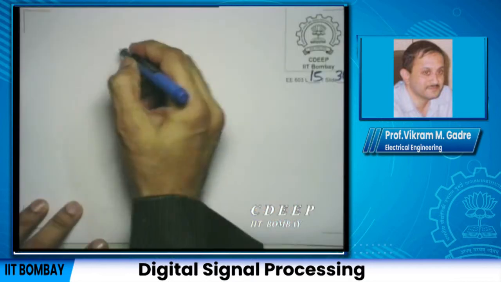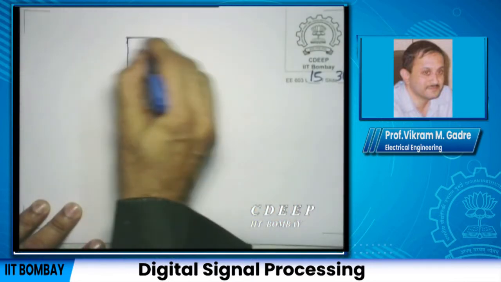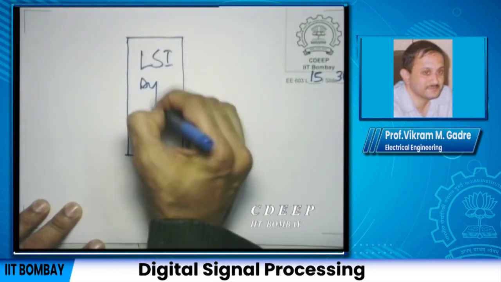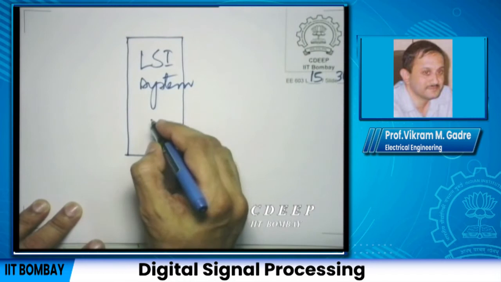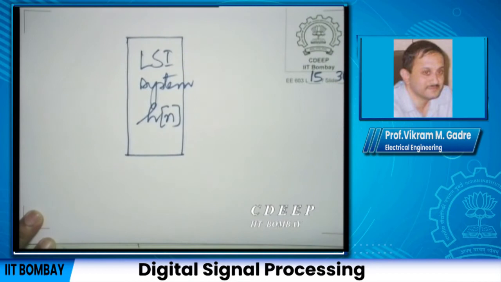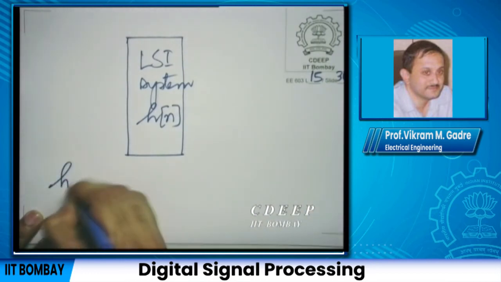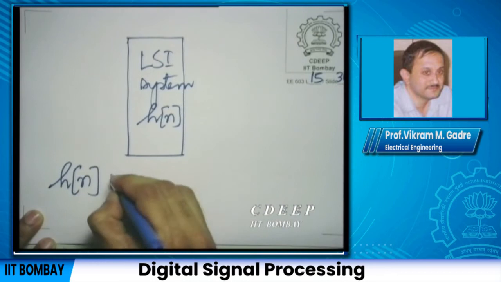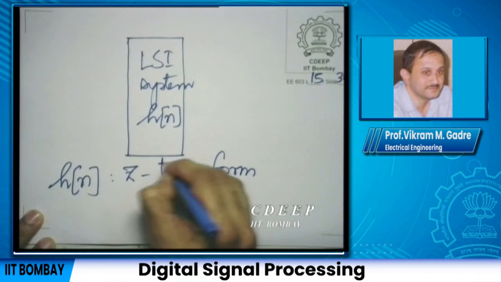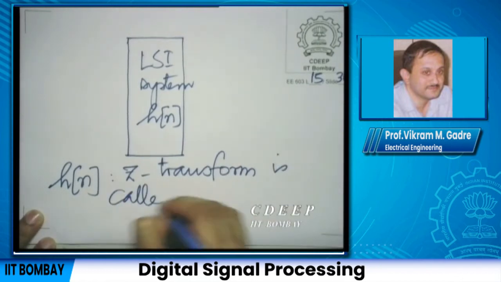Let us take an example. You see, let us take an LSI system. This I will work straight away in the Z domain now. With impulse response Hn. Now, I introduce a very important idea. The Z transform of Hn, if it exists, is called the system function.